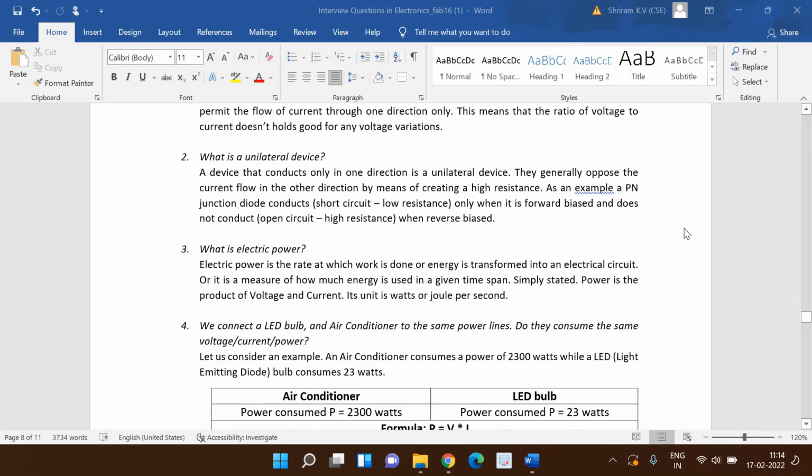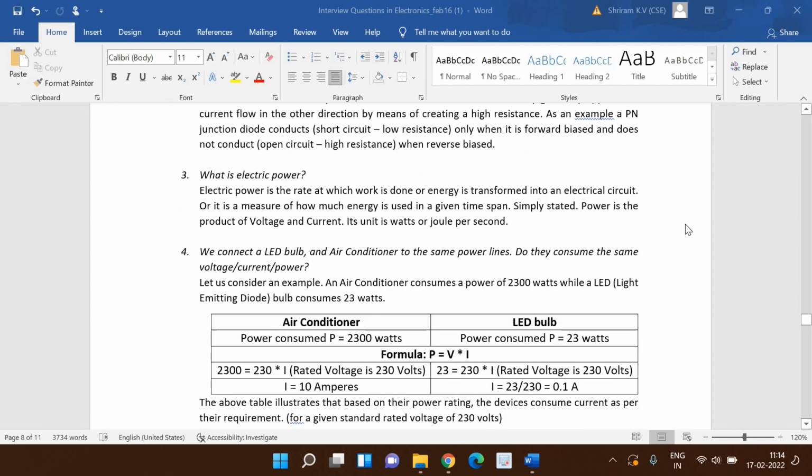Well, what is electric power? Electric power is the rate at which work is done. Power means the rate at which work is done, or the energy is transformed into an electrical circuit, or it can also be called a measure of how much energy is used in a given time span. To make it very simple, power is the product of voltage and current. Its unit is watts or joule per second. So please remember, this is a very important question.